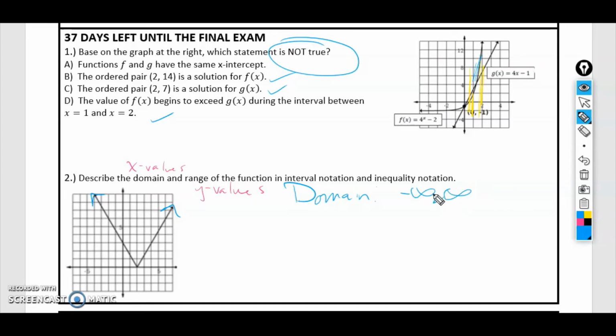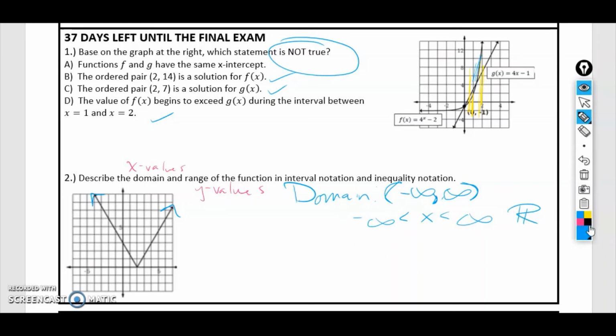And since you can't actually reach negative infinity and positive infinity, you put parentheses around it. And as we said, domain is with x's. So x is in between negative infinity and positive infinity, or we could just put they're all real numbers.